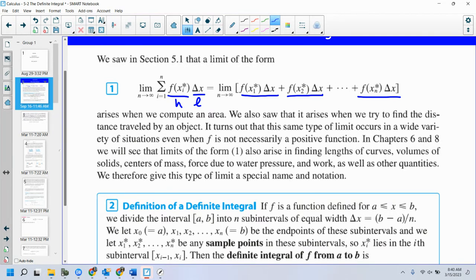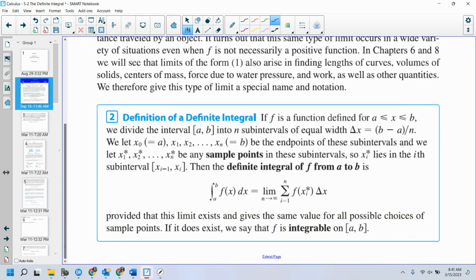It turns out that the same type of limit occurs in a wide variety of situations, even when f is not necessarily a positive function. We'll talk about when it goes positive or negative. They reference chapters 6 and 8, but we won't even get there. That's Calc 2. So it does come up again and again. So let's talk about what an integral says.